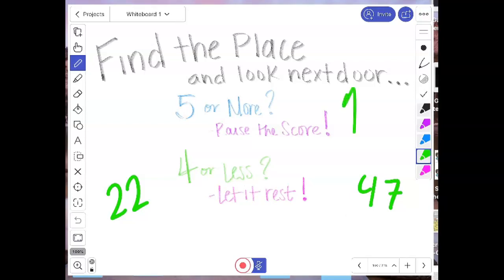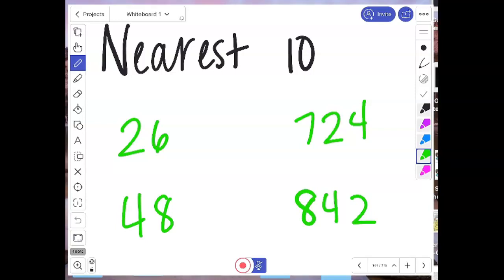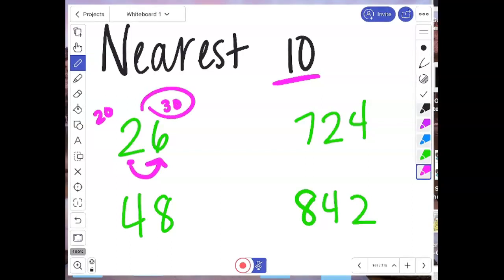So this would be rounding up. This would be rounding down. Okay, so we're going to round to the nearest 10. I'm going to get you started. I'm going to do the first 2 with you. You're going to do the next 2 by yourself. So 26 is between 20 and 30. Rounding to the nearest 10. Find the place, look next door. 6 is more, so I'm going up. Okay, 724, still to the nearest 10, so that's 720, 730.